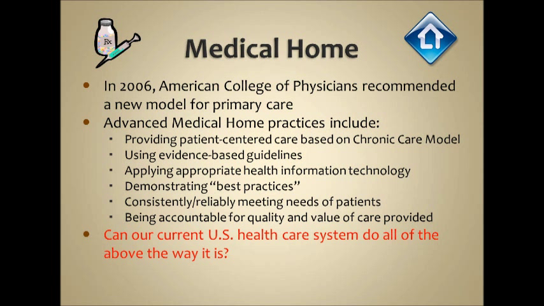So they did this study of advanced medical home practices. In those practices, providing patient-centered care is based on a chronic care model. And chronic care means simply throughout your life, right? And so even if you don't have a chronic disease yet, most people get one, you're always getting patient-centered care. It's using evidence-based guidelines. So in other words, people like me who are epidemiologists work with clinicians and others to make guidelines about when you should give a drug or when you should send somebody for a biopsy, things like that.